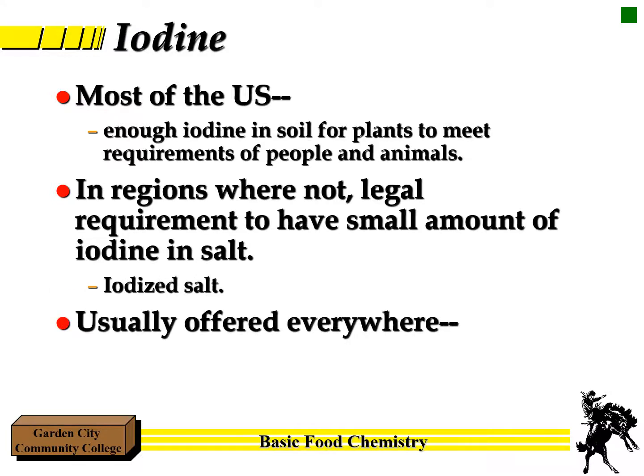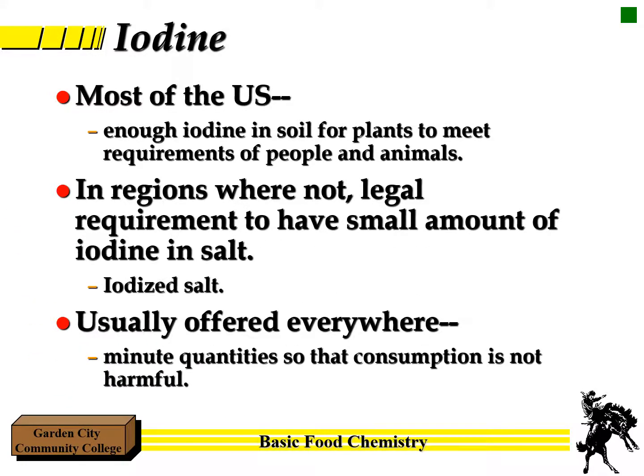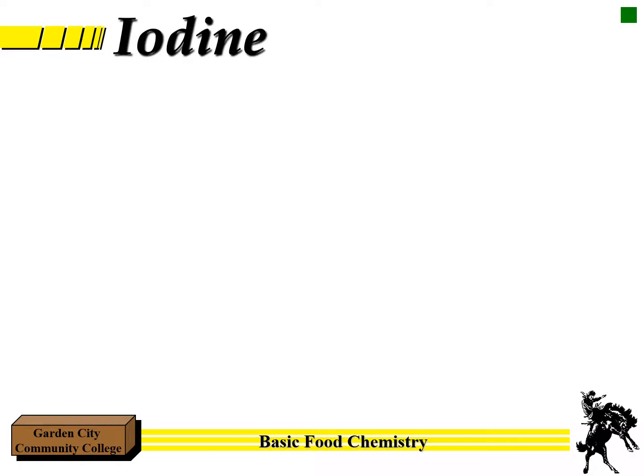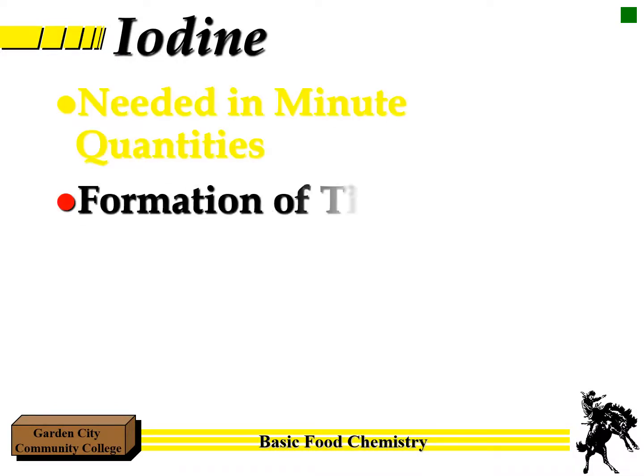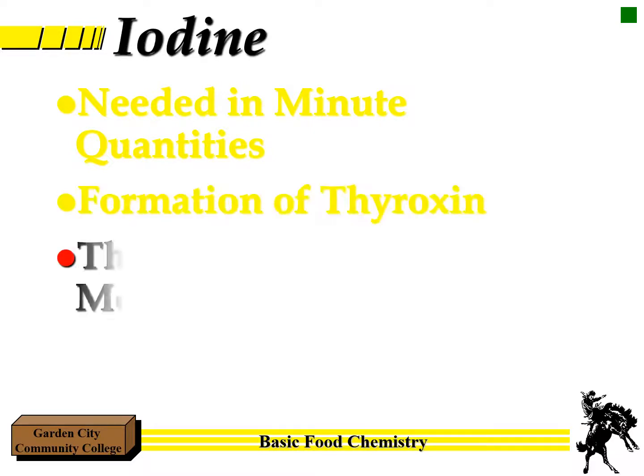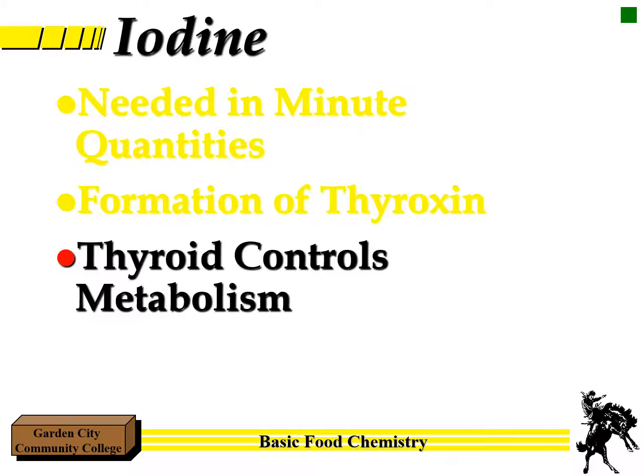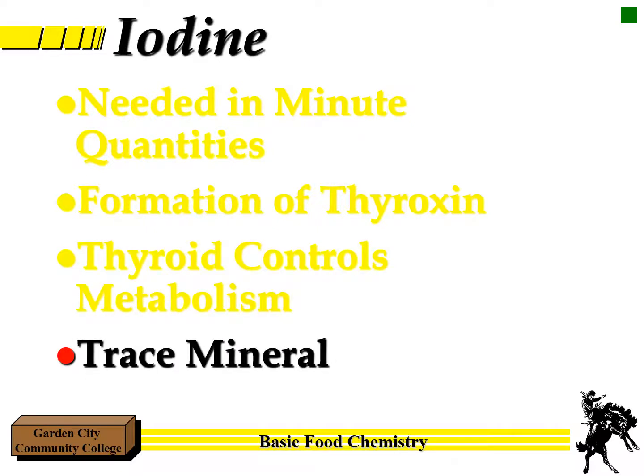A lot of places do offer it elsewhere, and it just makes sure that your ration or your diet is fortified with enough iodine. It's in such small quantities that consumption would not be harmful whatsoever. Again, it's a very, very minute quantity, but one of the things it helps form in the body is something called thyroxine. Thyroxine is produced in your thyroid gland in the throat, and that thyroid gland helps control basal metabolic rate within the body, so metabolism, especially when you're starting to break down carbohydrates for energy. Again, it's a very, very minor trace mineral, but we do need it for maintaining life.